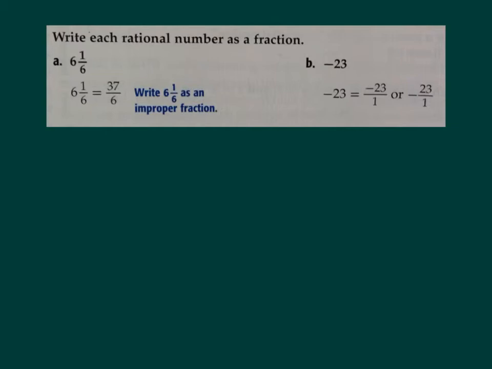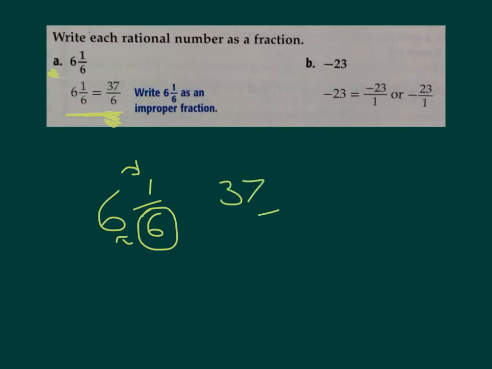If we have a mixed number like letter A here, 6 and 1/6, you can see they've given us the answer, and the answer here as a fraction is 37/6. Now, to get that, remember the way to do that is you take your denominator and you multiply it by the whole number. So in this case, it's 6 times 6 is 36, and then you add the numerator, plus one more would be 37/6.